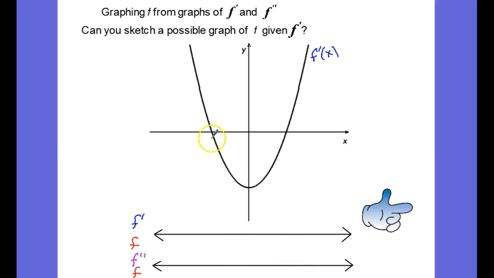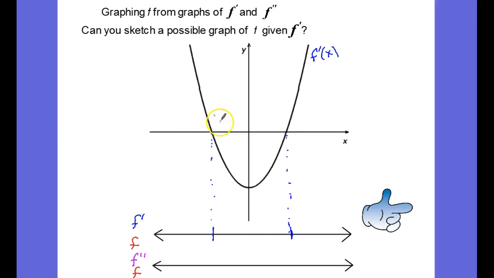Let me just translate these f prime critical values to this number line. So we have no idea what the actual numbers are, but we just want to identify these as our f prime critical values. And so now it's just a simple matter of asking ourselves, what is f prime doing to the left and to the right of these critical values?